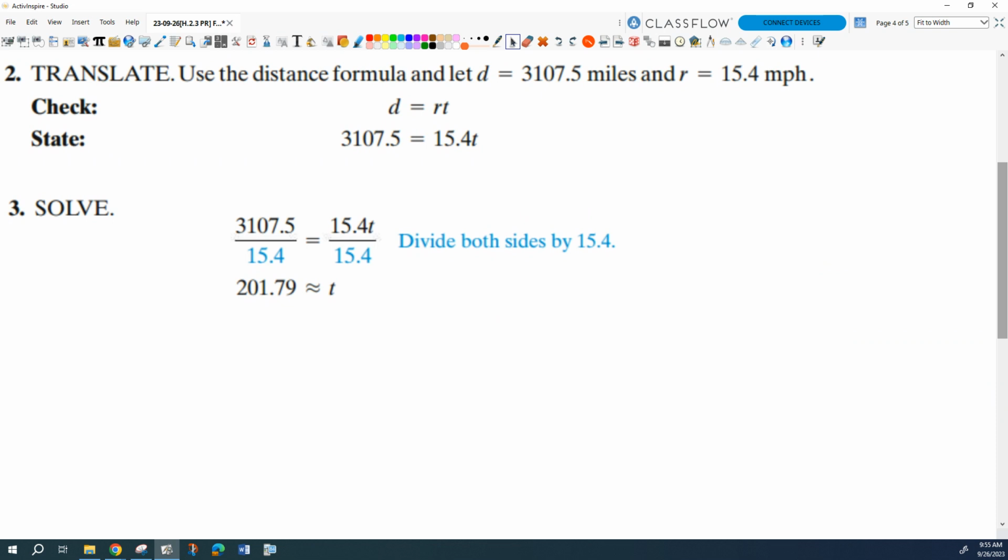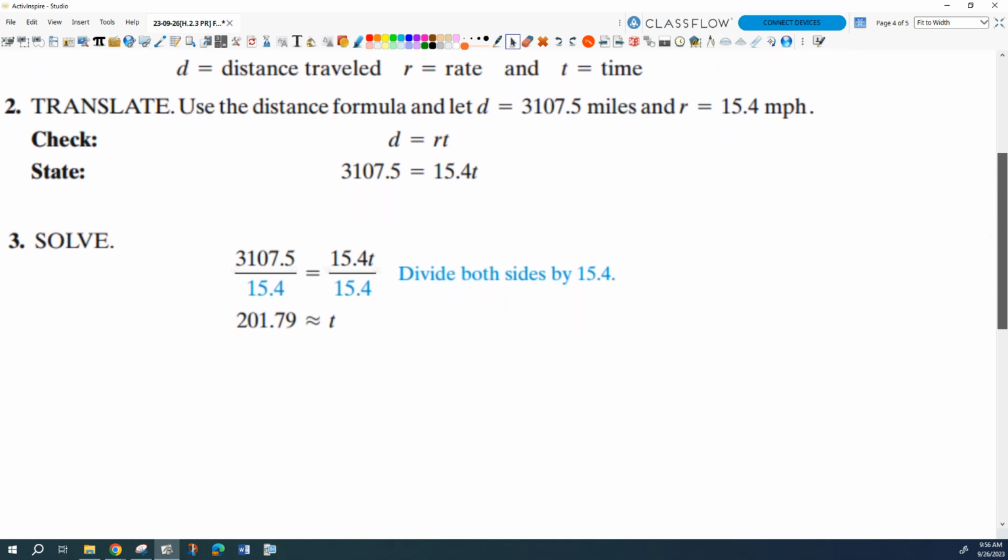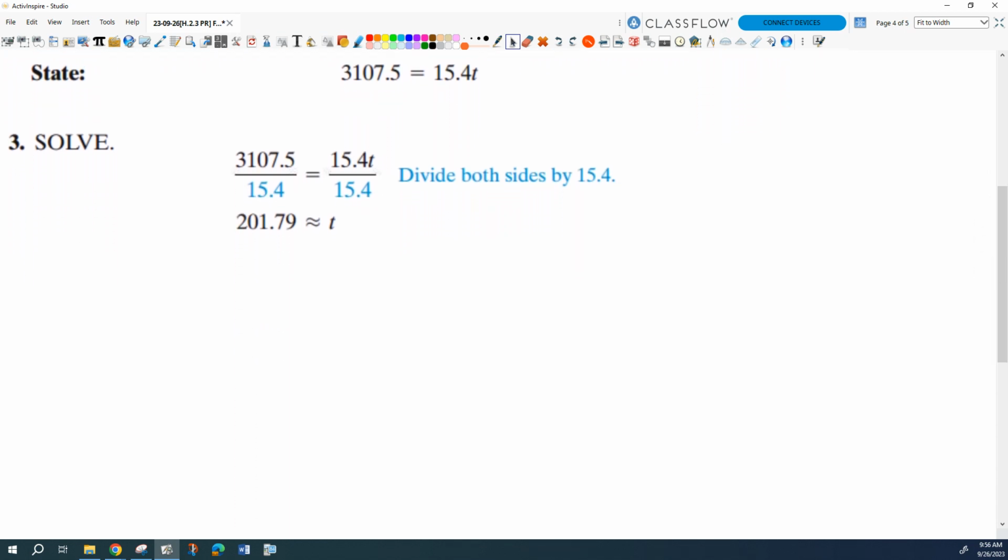Okay, so 201.79 hours, right? Okay, that's correct, but is that specifically what was asked for? Okay, they wanted the answer written in terms of days, hours, what do they want? Days, hours, and minutes. Okay, so how would I do that?